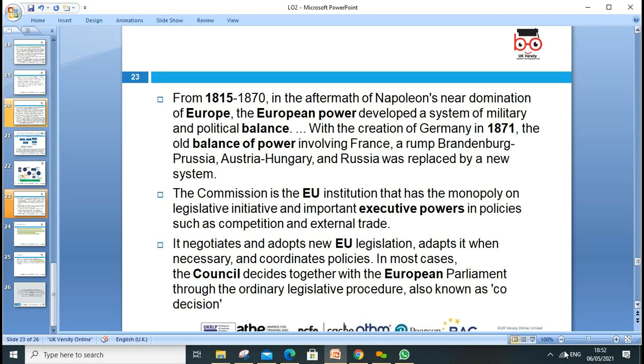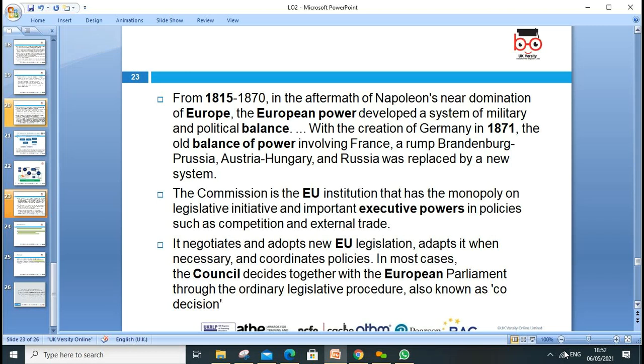So from 1815 to 1817, Napoleon's near domination of Europe ended, and then the European powers developed a system of military and political balance. With the creation of Germany in 1871, the old balance of power involving France, Austria-Hungary and Russia was replaced by a new system.